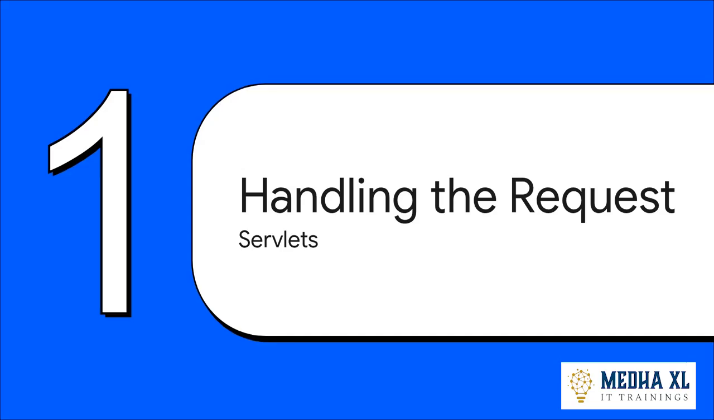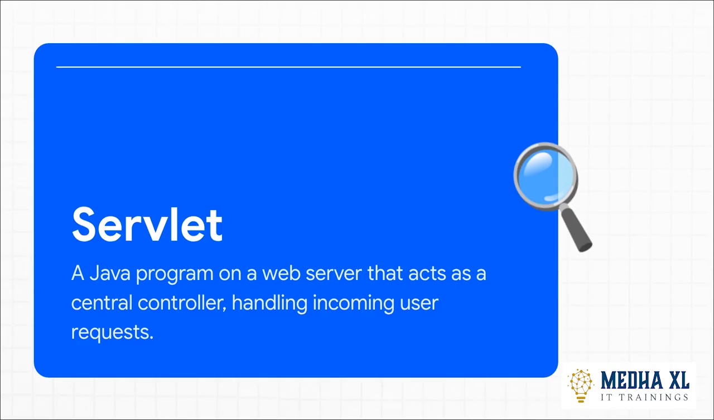Okay, so every interaction has to start somewhere. For a web app, that starting point is your click. And the very first thing that jumps into action to respond is a super important component called a servlet. The best way to think of a servlet is like the air traffic controller for the entire application. It just sits there on the web server, waiting. Its one and only job is to catch your incoming request and figure out exactly what needs to happen next. It's really the brains of the whole operation.